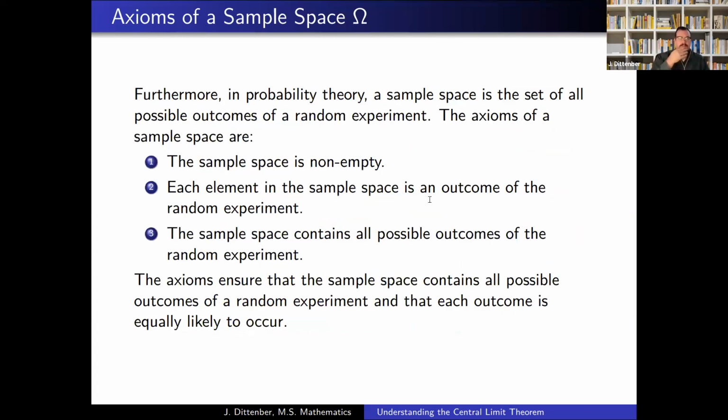The sample space is non-empty. Okay, so this is just summarizing basically. The sample space is non-empty. Each element in the sample space must be an outcome of the random experiment. So again, only things that are in the sample space can happen, and something in the sample space must happen. The sample space consists of all possible outcomes of the random experiment. Okay. So I think that's pretty much going to cover it as far as revision of the axioms here.